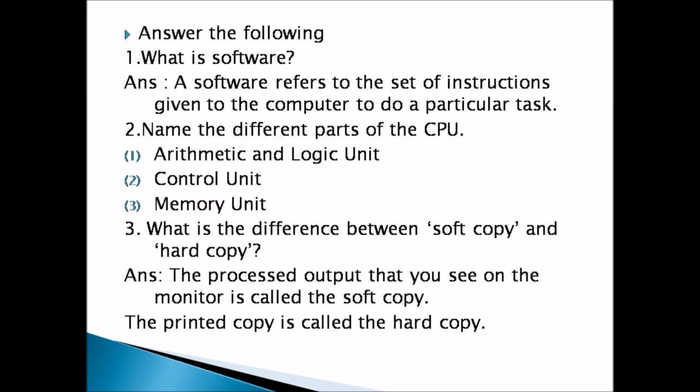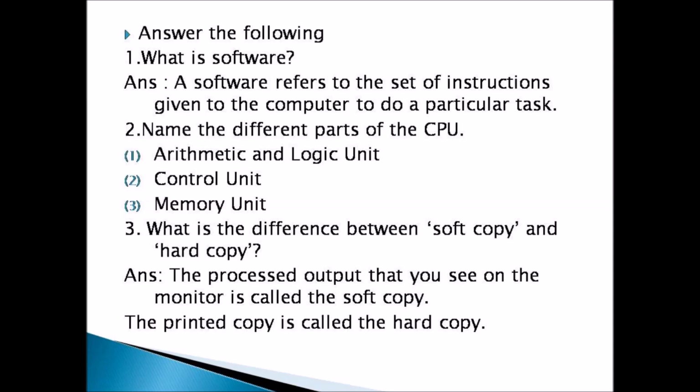Answer the following. What is software? A software refers to the set of instructions given to the computer to do a particular task. Second one, name the different parts of the CPU. Arithmetic and logic unit, control unit and memory unit.